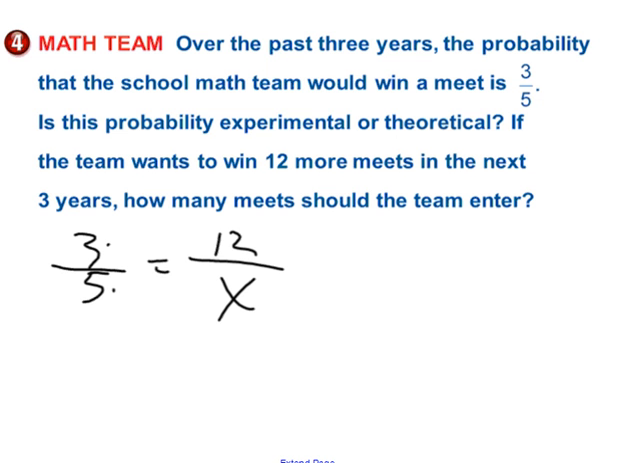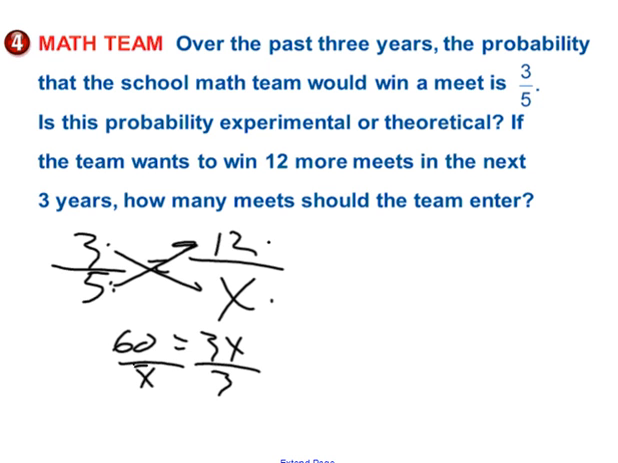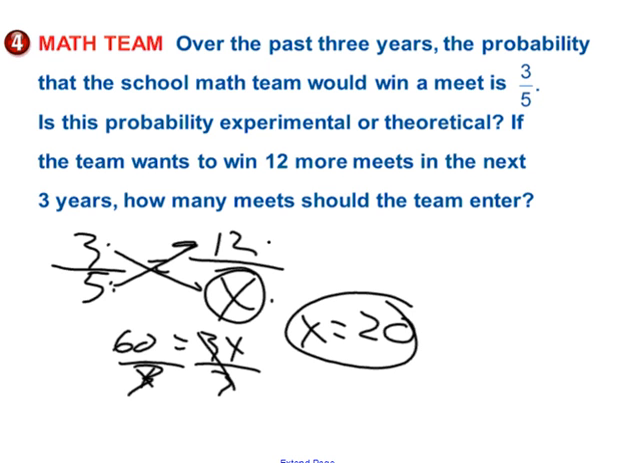So 3/5 is my ratio. That means the ratio here is going to be 3/5. I cross multiply. 5 times 12 is 60. 3 times X. Divide both sides by 3. X then would be equal to 20. So according to this, they should enter 20 meets if they want to win 12, if their probability remains the same.